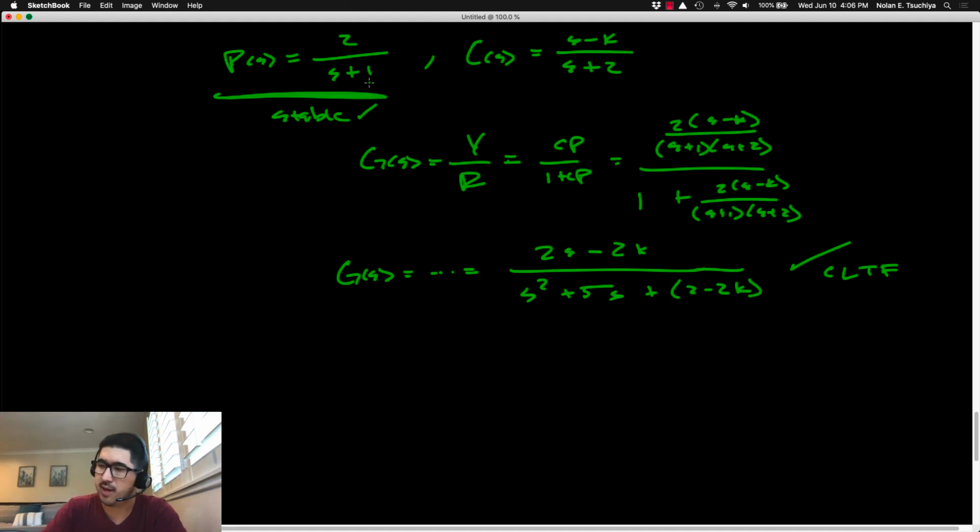Notice that I've taken a first order plant and basically turned it into a system that's going to exhibit second order dynamics. That's typical. That happens all the time. It's because we introduced a pole in the controller. However, the thing to note is that while this is guaranteed to be stable because it's got a pole at -1, the poles of the closed loop transfer function are adjustable.